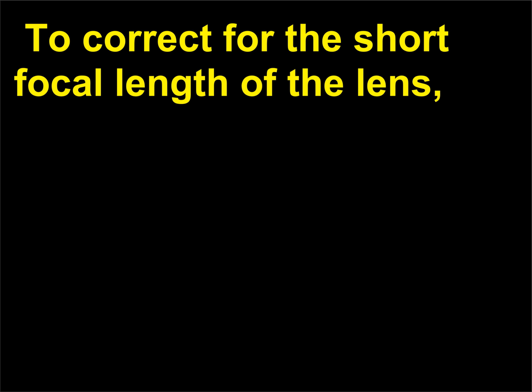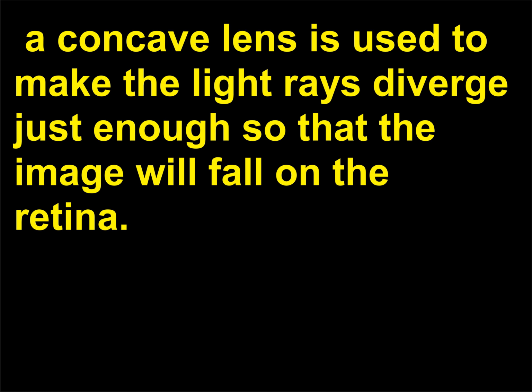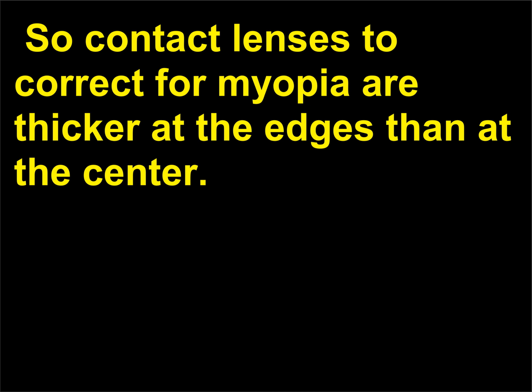To correct for the short focal length of the lens, a concave lens is used to make the light rays diverge just enough so that the image will fall on the retina. So contact lenses to correct for myopia are thicker at the edges than at the center.